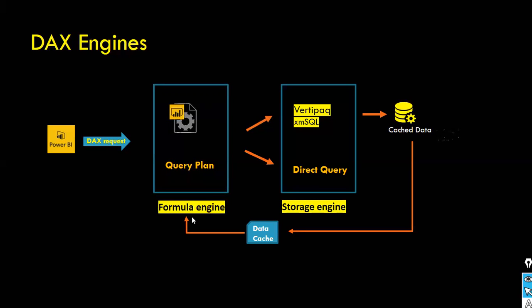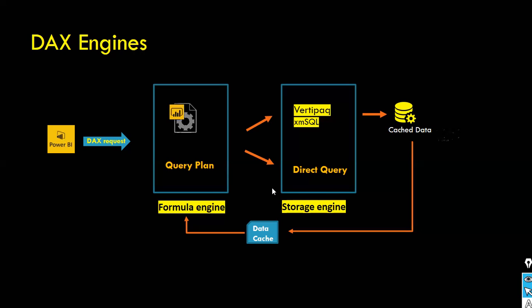The formula engine is responsible for accepting the DAX query. For example, you have created a measure using a DAX formula. What happens is, the formula engine behind the scenes accepts the DAX query, processes it, and then generates something called a query plan. In the case of DirectQuery connectivity mode, the formula engine sends a data request to the storage engine, because the formula engine cannot retrieve the data directly from the dataset.